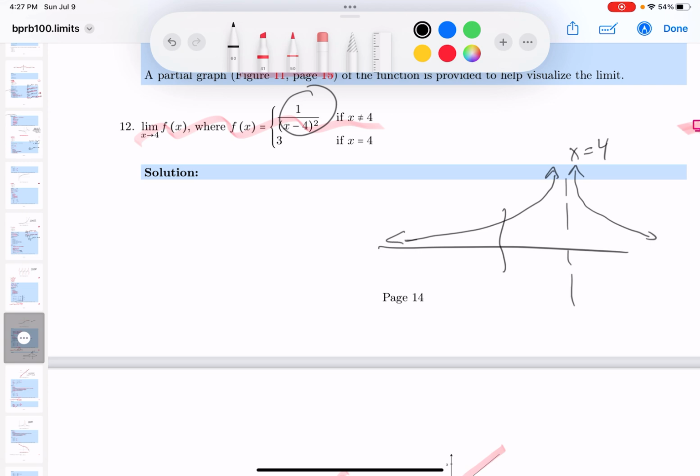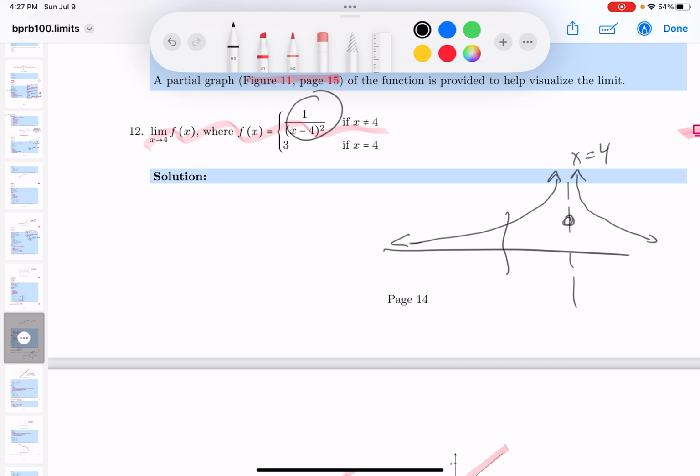What else does it say? At 4, it's the number 3. And I put a big blob over there. And then I'd say, oh, this is going to be the point. Well, gee, when x is 4, y would be equal to 3. And that would be my, I'm going to say, crappy looking picture.